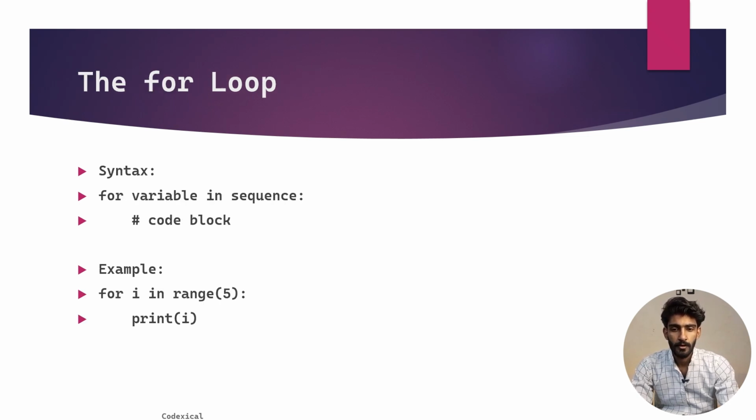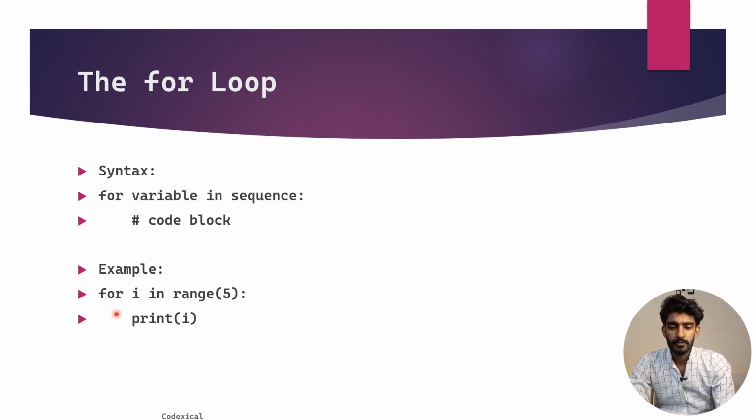For loop. The for loop is used when you want to iterate over a sequence, like a list or a range of numbers. In this example, the loop prints the numbers from 0 to 4. The syntax is simple. We start the loop with for, then the variable, then in, and then the sequence, which says how many times you want to run the loop, and then the block of code you want to run in the loop.